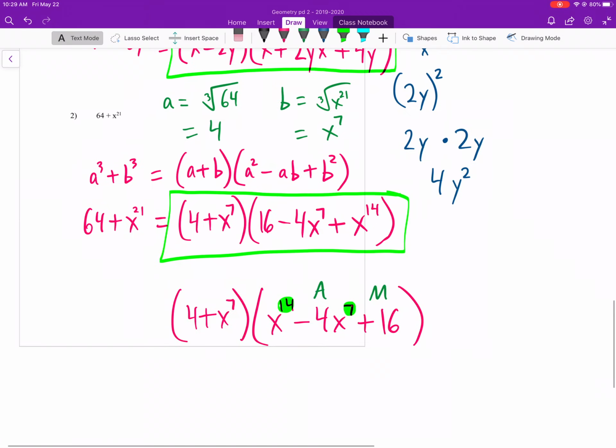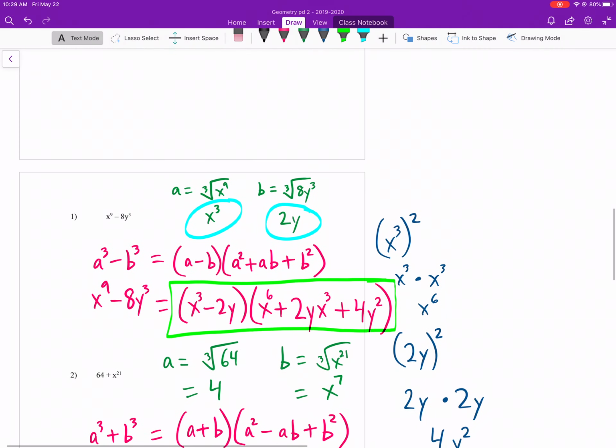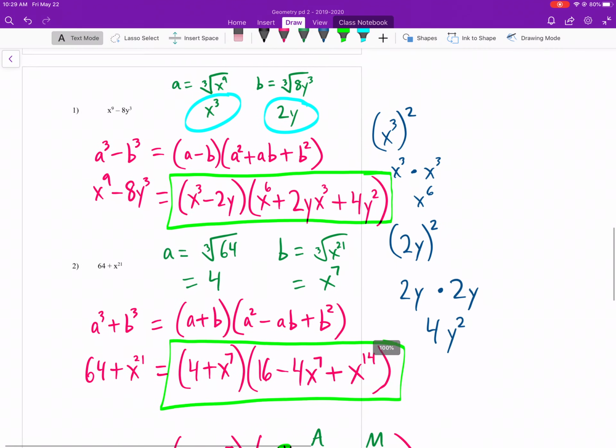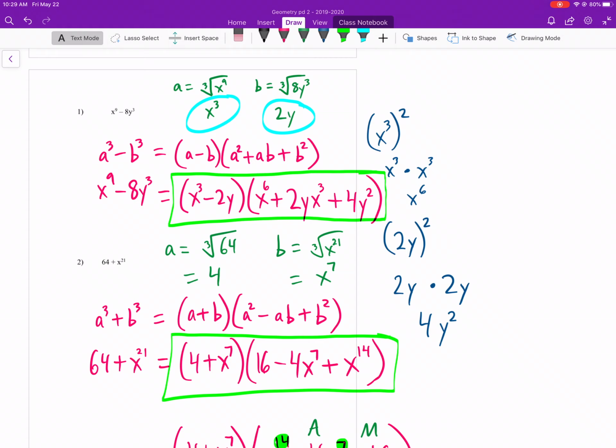All right, guys, that's it. A couple extra examples of the sum and difference of two perfect cubes. A great lesson to take with you for Algebra 2.